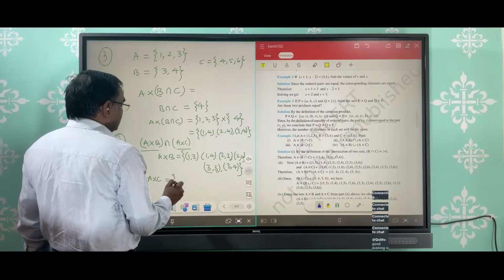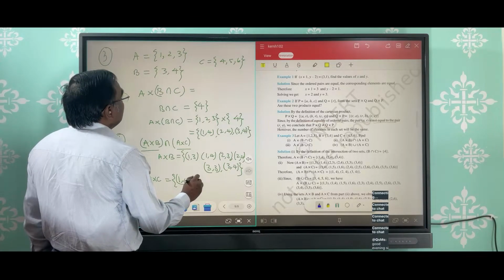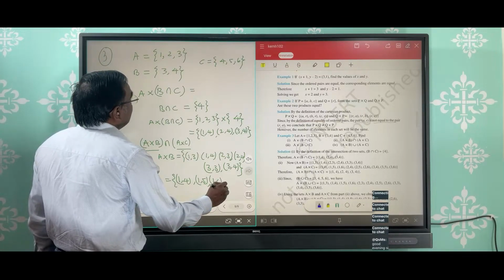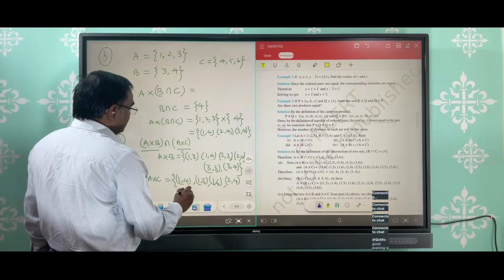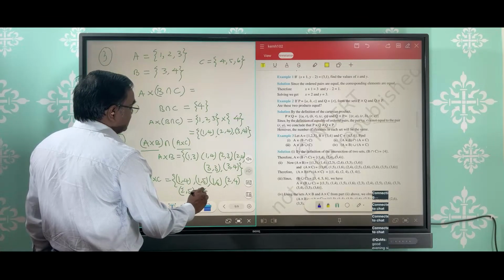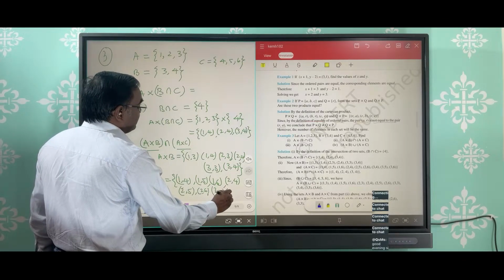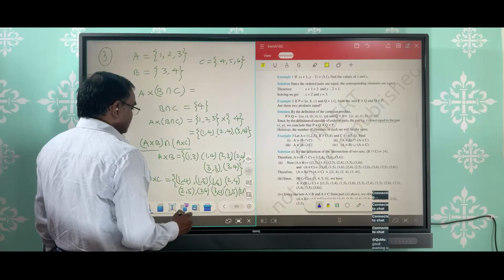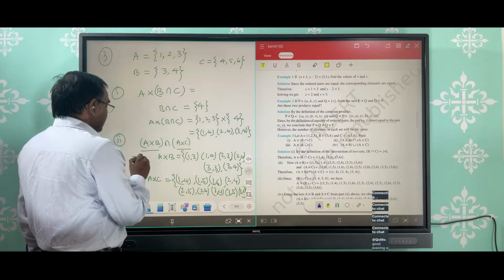So elements of the A cross C set are 1 4, 1 5, 1 6, 2 4, 2 5, 2 6, 3 4, 3 5, and 3 6. So see, this is the A cross B set and A cross C set.